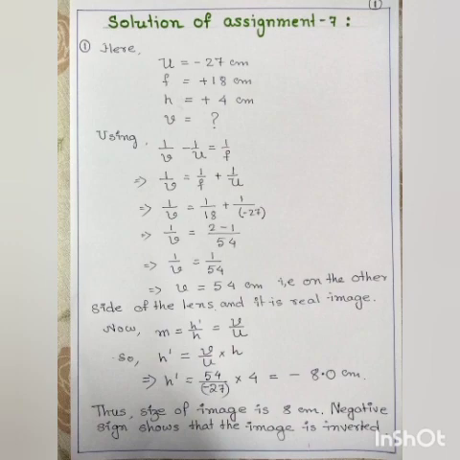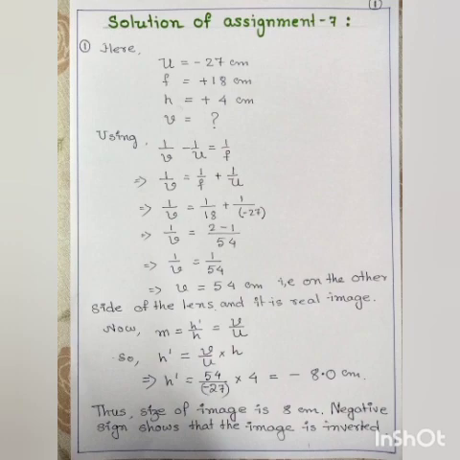Now our first question is: an object 4 cm high is placed at a distance of 27 cm in front of a convex lens of focal length 18 cm. Find the position, nature and the size of the image formed.